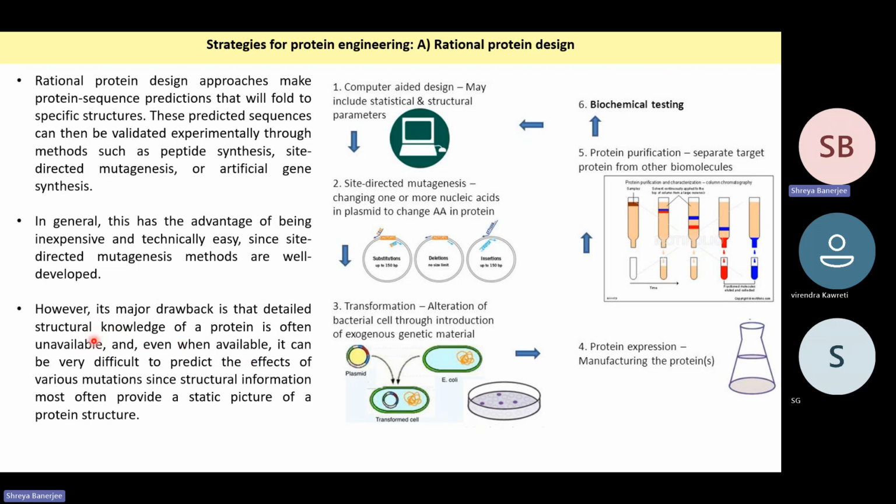And even if it is available, if we have structural knowledge from X-ray crystallography or even solid state NMR, we know the structure is a static picture of the protein. So we don't have an idea about the dynamics of the protein. So the lack of information about the structure and dynamics often causes a problem in this method.